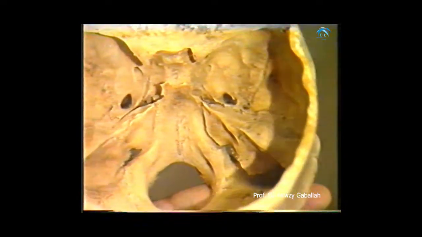Inside the body of the sphenoid, there is a sphenoidal air sinus, and on its side there is the groove for the internal carotid artery.